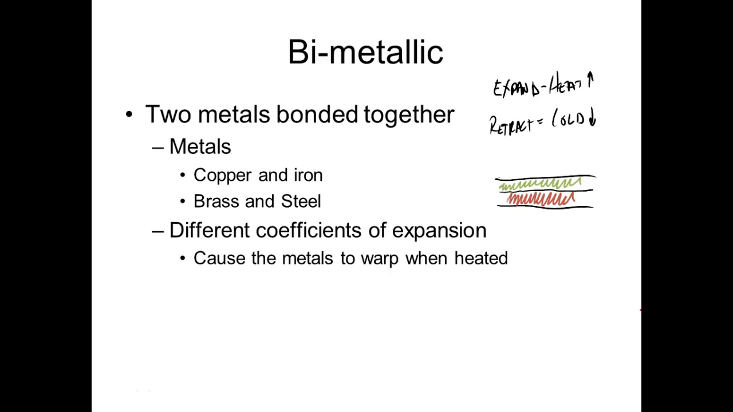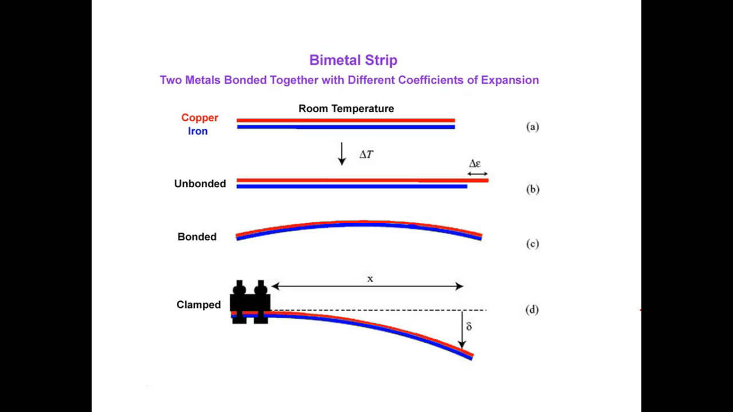The one that expands faster is going to make it actually warp in the direction of the one that expands slower. Okay. And the amount that it warps would be proportional to the amount of temperature it's in, right? Y'all understand that? So this is a good example: two metals bonded together with different coefficients of expansion. We have a delta, by the way. Anytime you see delta, it means a change of. So delta T means we have a change in what? Temperature. So anytime you see that in any of your electrical formulas, that's what it means.